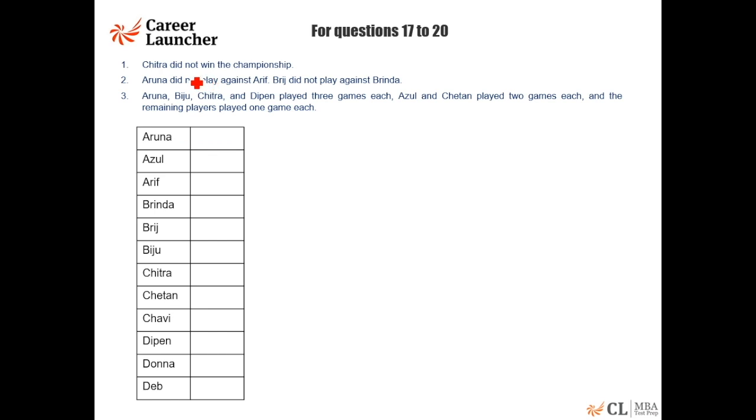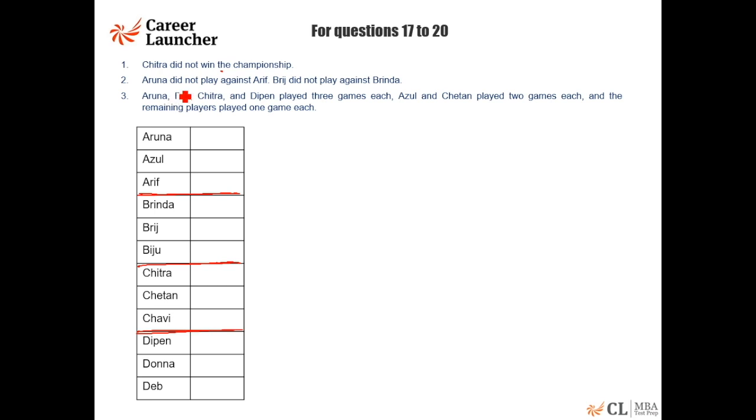Statement 1. Chitra did not win the championship. Statement 2. Aruna did not play against Arif. Okay, but before that, let me just be clear. Group 1 is all A's, Group 2 or Group B, all B's, Group C, all C's, and Group D, all D's. Okay.